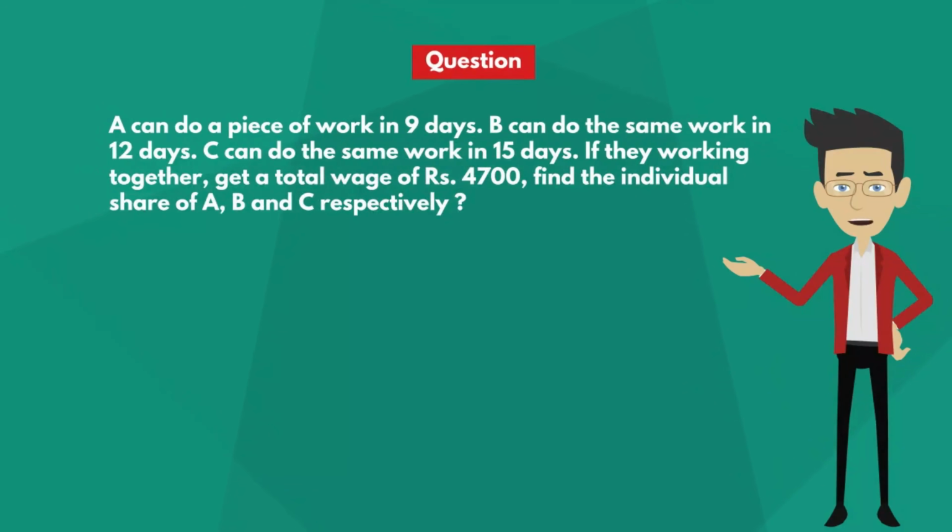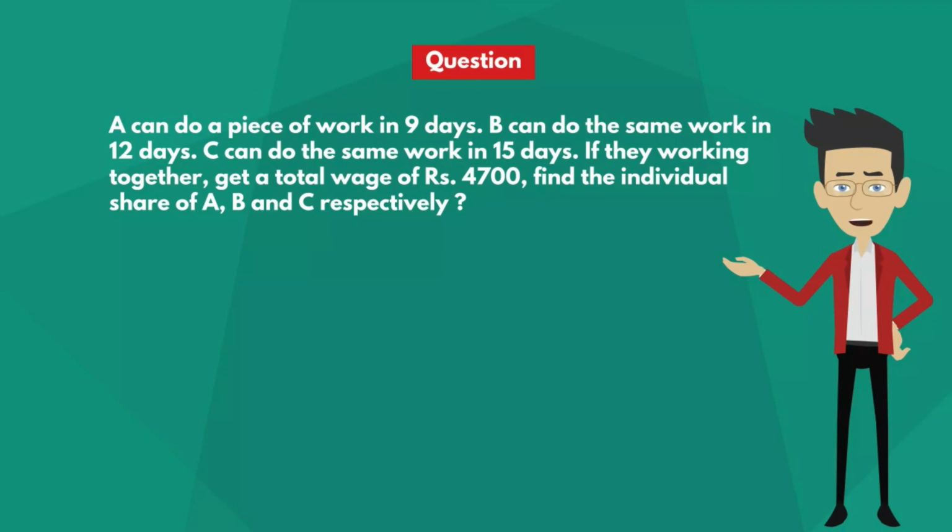Question. A can do a piece of work in 9 days. B can do the same work in 12 days. C can do the same work in 15 days. If they are working together, get a total wage of 4,700 rupees. Find the individual share of A, B and C respectively.